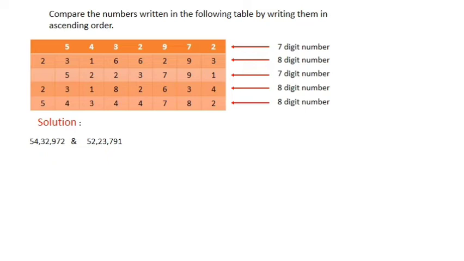So if you see here, this is 54 lakh, and this is 52 lakh. So obviously 54 is greater than 52. See here, 5 is the same, 4 and 2, 4 is greater than 2. We can think this way also, 54 is greater than 52. So we can say that this whole number 54 lakh 32,972 is greater than this. That means 52 lakh 23,791 is the smaller number out of these 5 numbers.